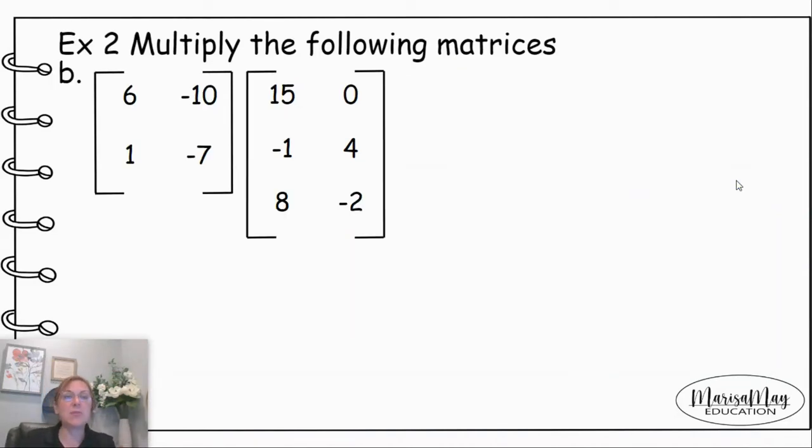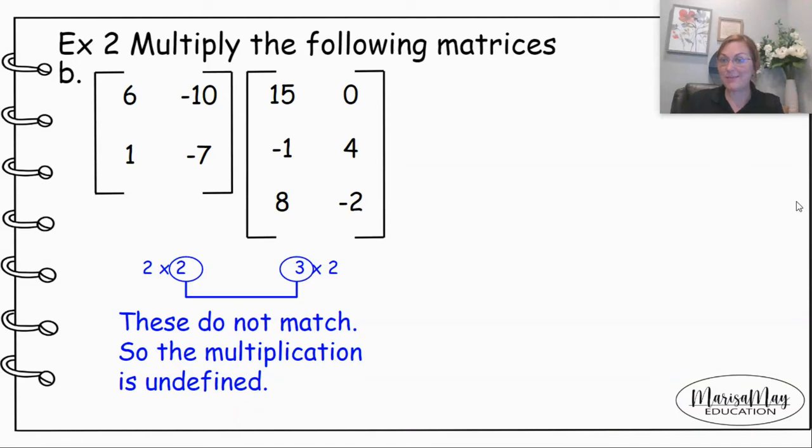Let's take a look at this one. I've got a 2 by 2 dimension, 2 rows, 2 columns. I've got 3 rows, 2 columns. Those don't match. What does that mean? That means we cannot multiply them, right? Those dimensions don't match up. We cannot multiply them.